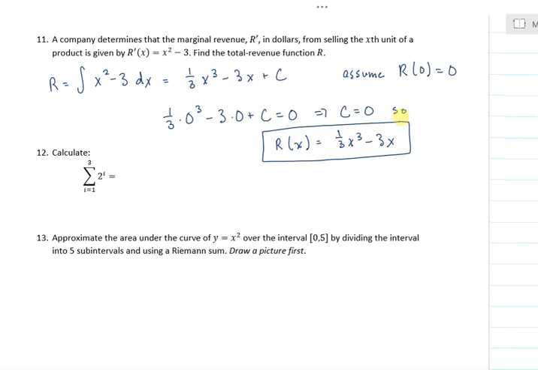Okay, the next problem is a sum. i equals 1 to 3 tells me I have 3 parts. So I have an i equals 1 part, and I have an i equals 2 part, and I have an i equals 3 part. Then I just plug in the value of i for each part. So here i is 1, so this is 2 to the 1. Here i is 2, so this is 2 squared. Here i is 3, so this is 2 cubed. So this is just 2 plus 4 plus 8, which is 14.